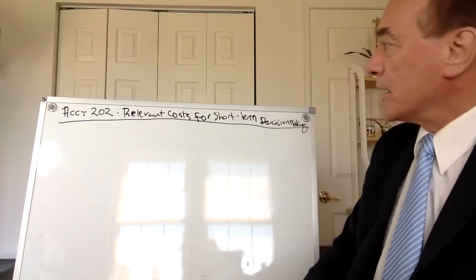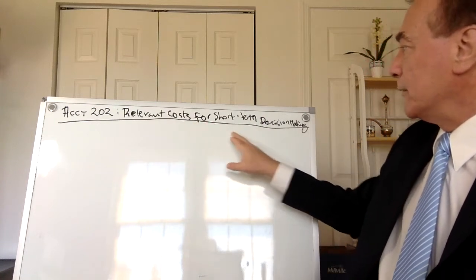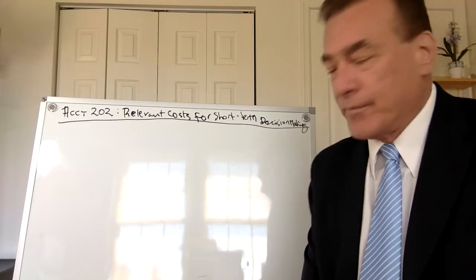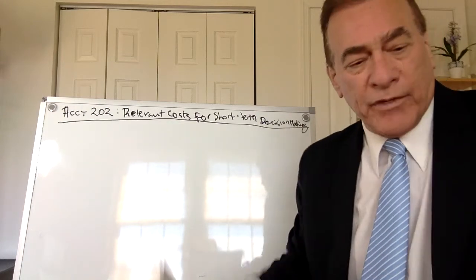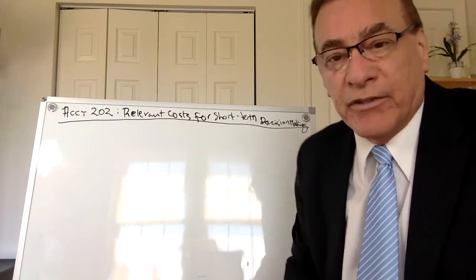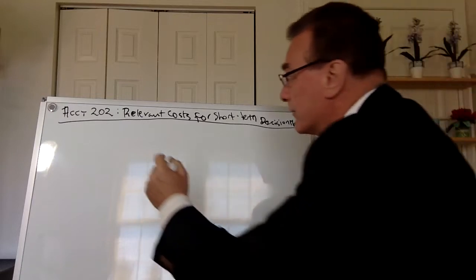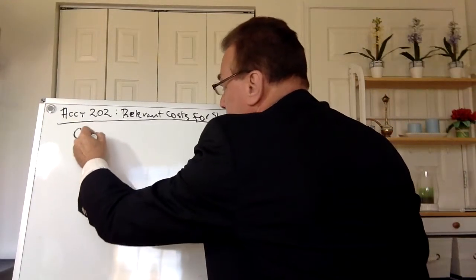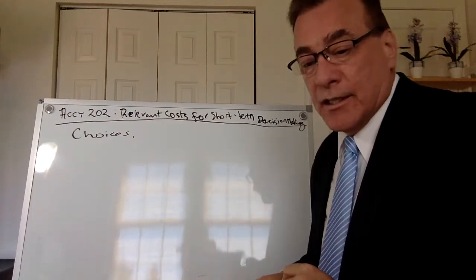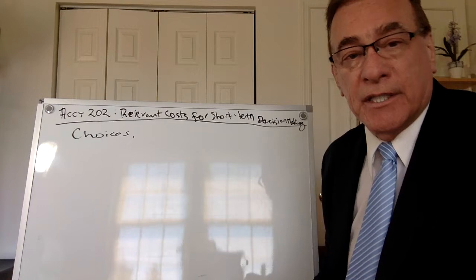Alright, so there's a few aspects of this topic. We've got relevant costs. What does that mean? We've got short-term decision making. What does that mean? When we talk about short-term decision making, if you're making decisions about anything, then obviously what you have to do is have choices. There needs to be more than one choice before you can make a decision.